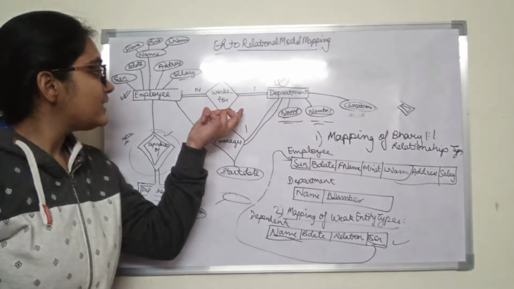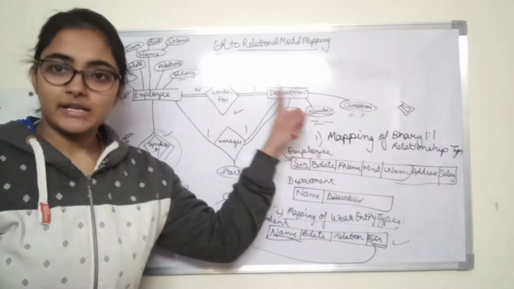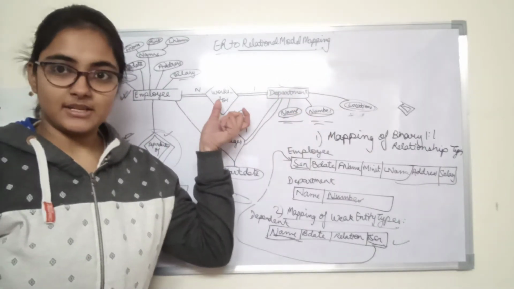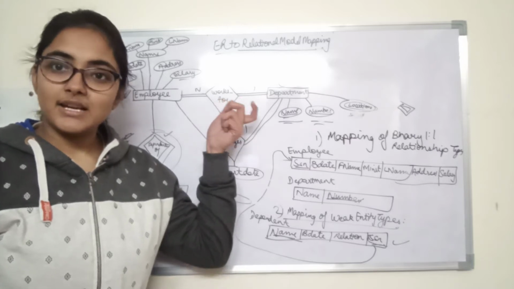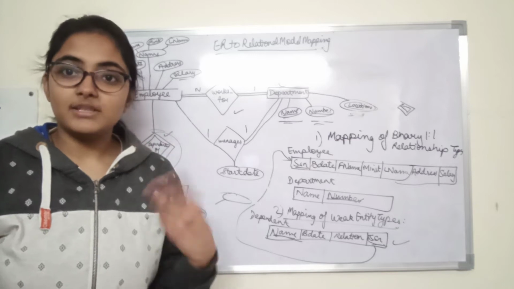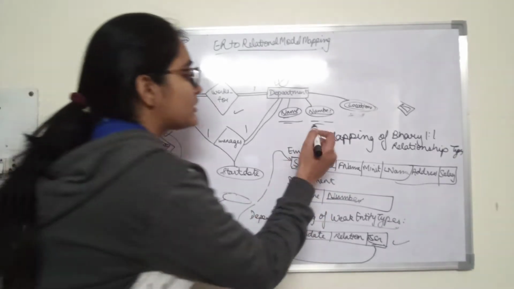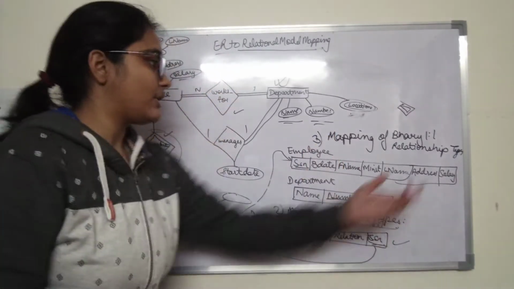So how many entity types are participating in it? Two entity types: one is employee and one is department. So this is a binary relationship type. A binary relationship type is the one that has a degree of 2. And what is the degree? The number of participating entity types. So the third step talks about mapping of binary 1:1 relationship types.